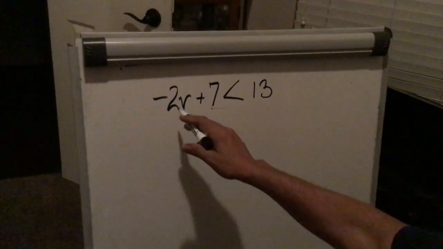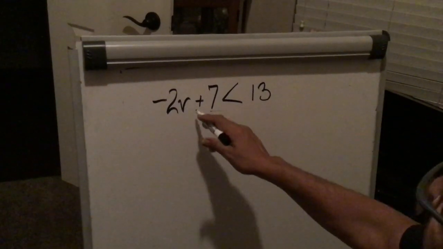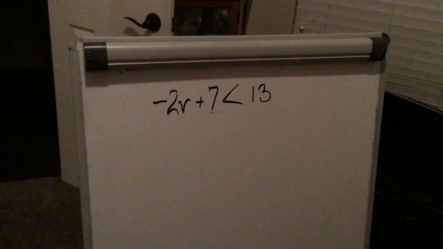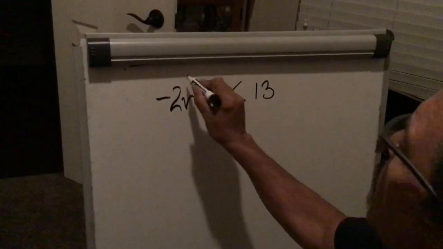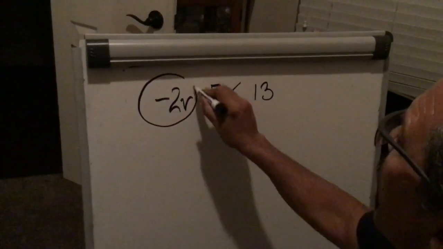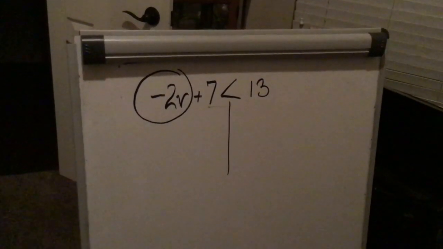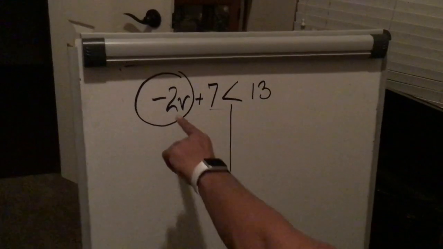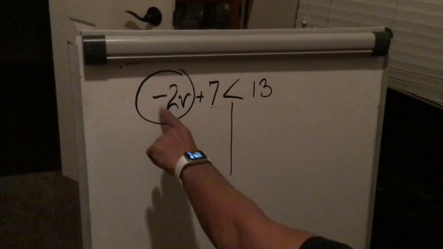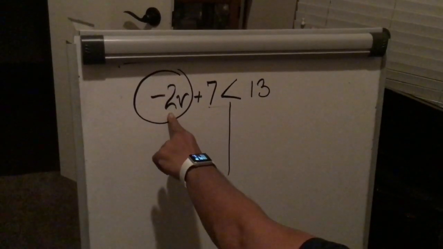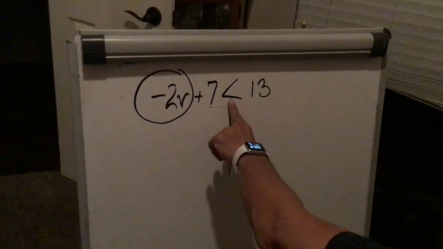Now what this says is negative 2 times v plus 7 is less than 13. What I'm going to do is identify my variable and my coefficient, and I'm going to break the equation in half. Real important that we identify this coefficient, negative 2. Because it's negative 2, we're going to have to flip this inequality.